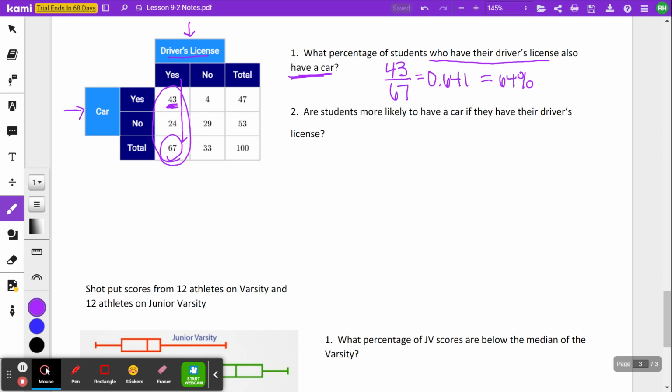Are students more likely to have a car if they have their driver's license? Well, that's that same column, right? So if they have a driver's license, they're 67. Yes for cars is 43. No for cars is 24. So yeah, they are more likely to have a car if they have their license.